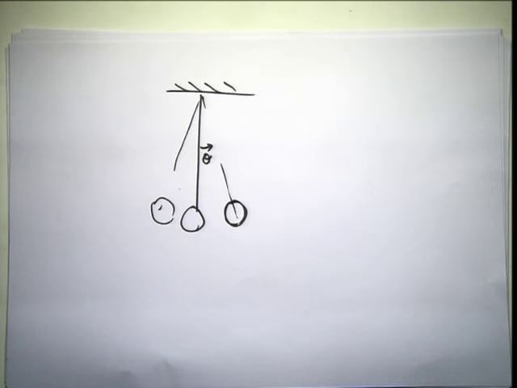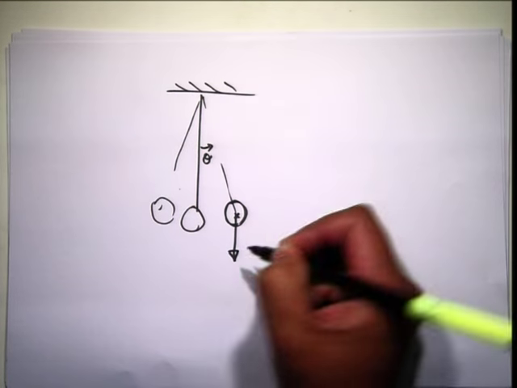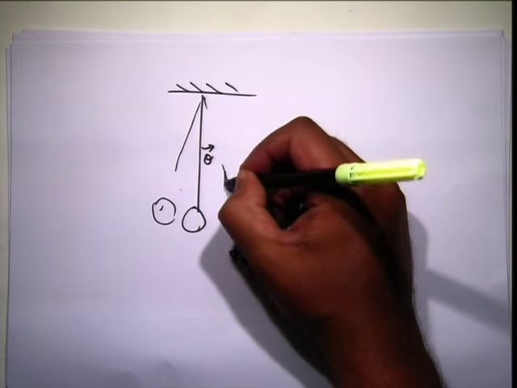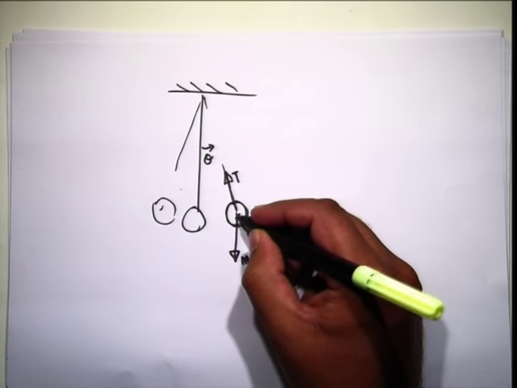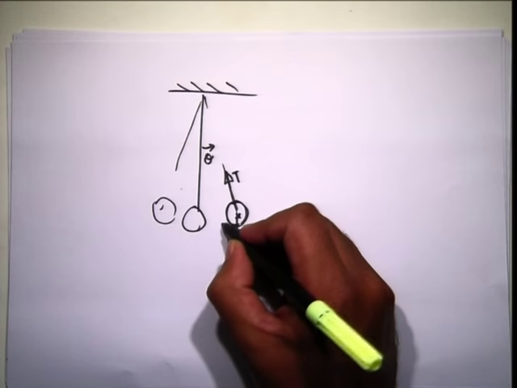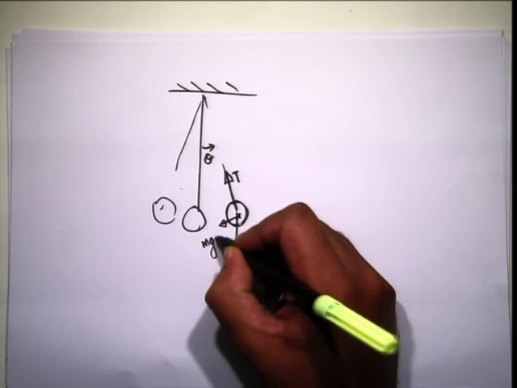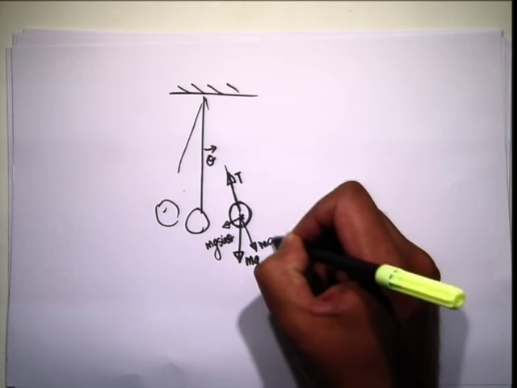So there will be an mg force acting downwards, and tension along the string. And then we can take the components of the mg, perpendicular to the string and along the string. Tell me the components. Mg sine theta and mg cos theta. Okay, great. So far so good.